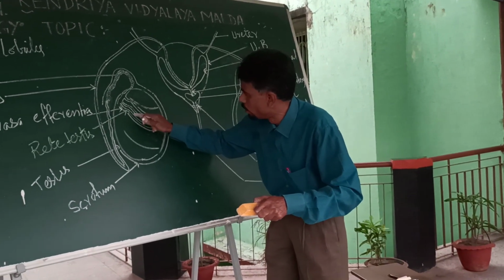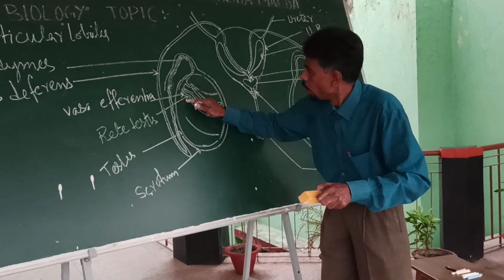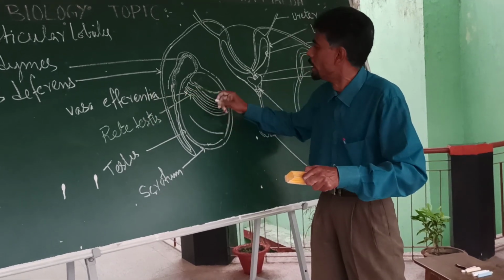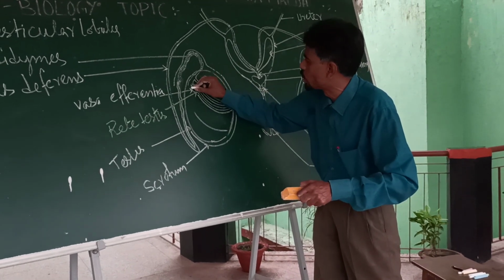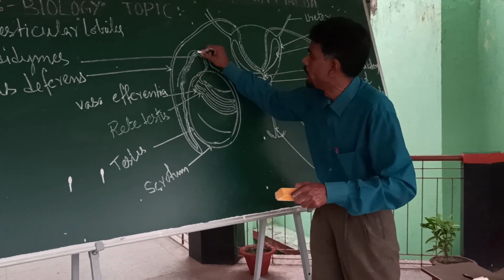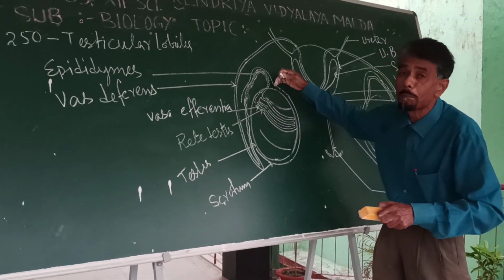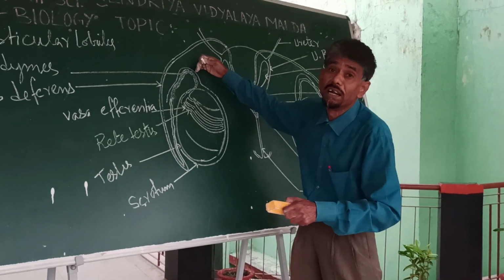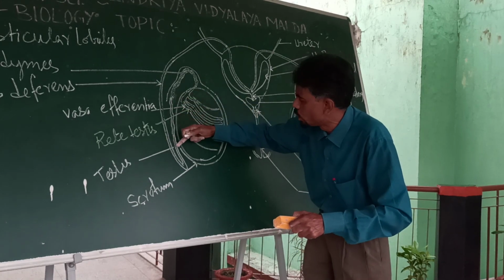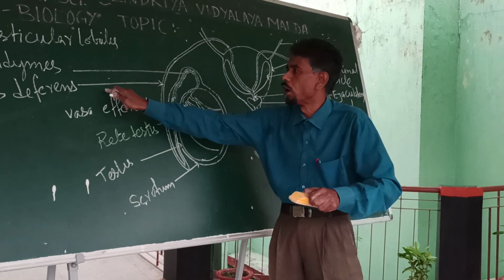These seminiferous tubules, through a small duct called the rete testis, open into another duct called the vasa efferentia. These vasa efferentia together enter a highly coiled structure called the epididymis, which is present at the upper posterior end of the testis. This epididymis then enters a highly coiled and long tubular structure called the vas deferens.